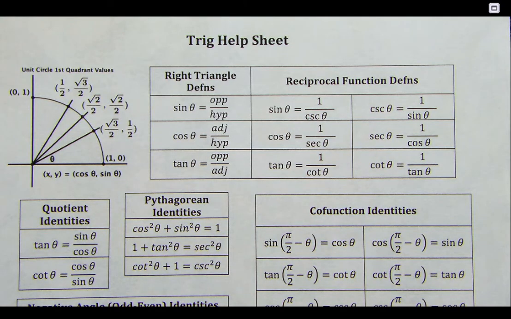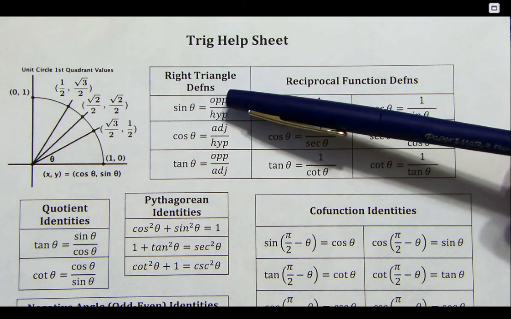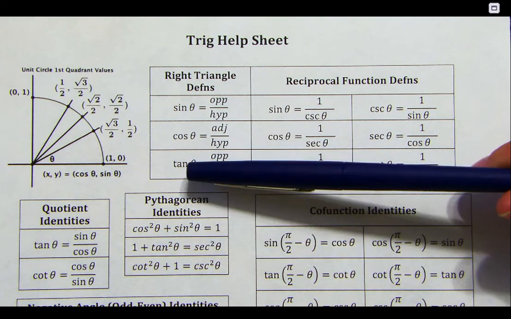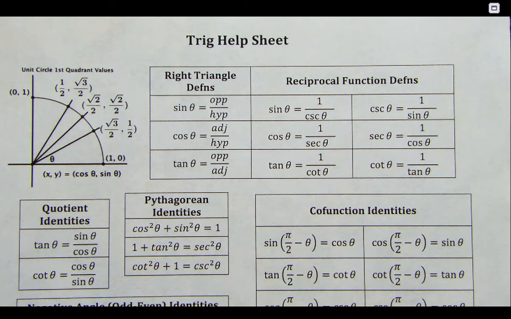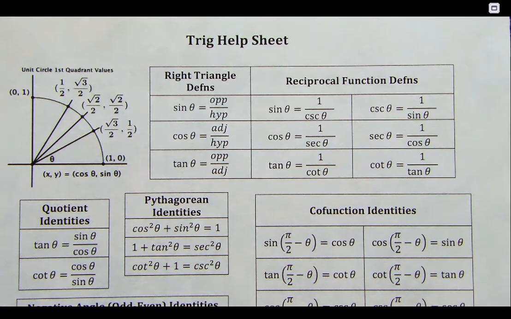Also, review from the last chapter is how we are defining sine, cosine, and tangent. So remember when we have our right triangle, sine is opposite over hypotenuse, cosine is adjacent over hypotenuse, and tangent is opposite over adjacent. So again, if we're trying to find exact values, we'll need to know this information.